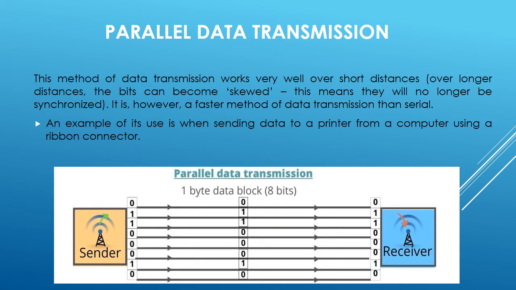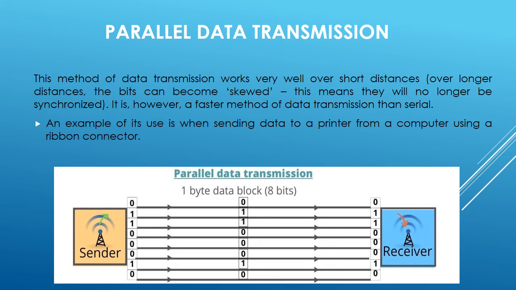This method of data transmission works very well over short distances. Over longer distances, the bits can become skewed or mingled up. This means they will no longer be synchronized. It is, however, a faster method of data transmission than serial. An example of its use is when sending data to a printer from a computer using a ribbon connector.